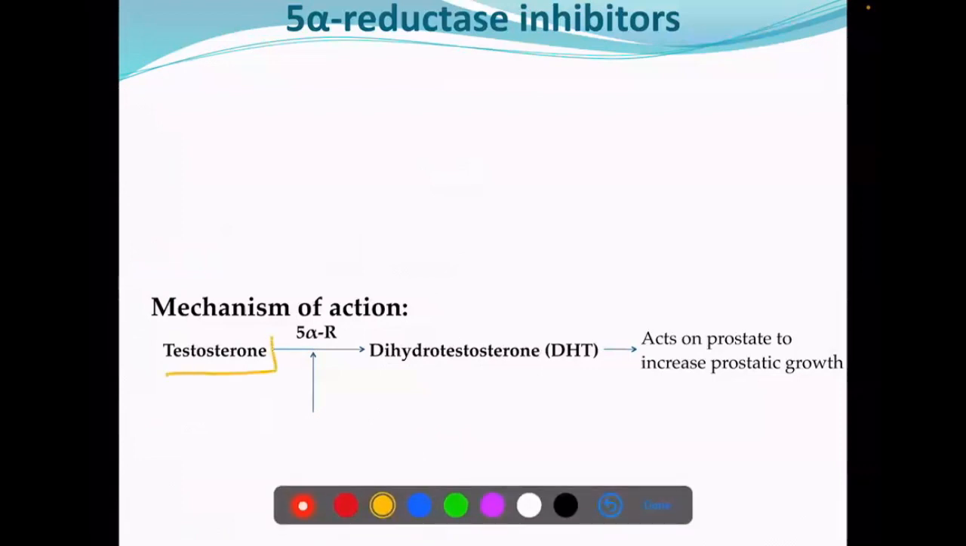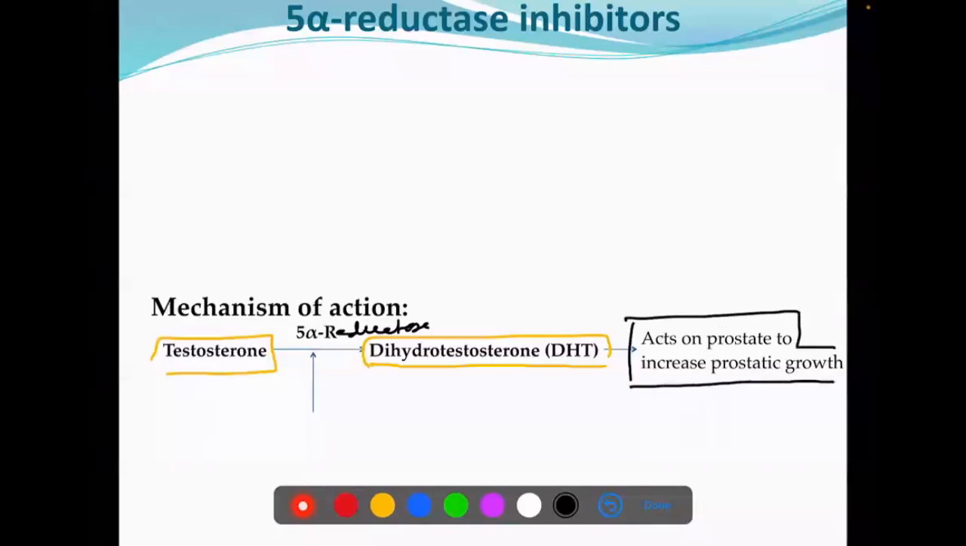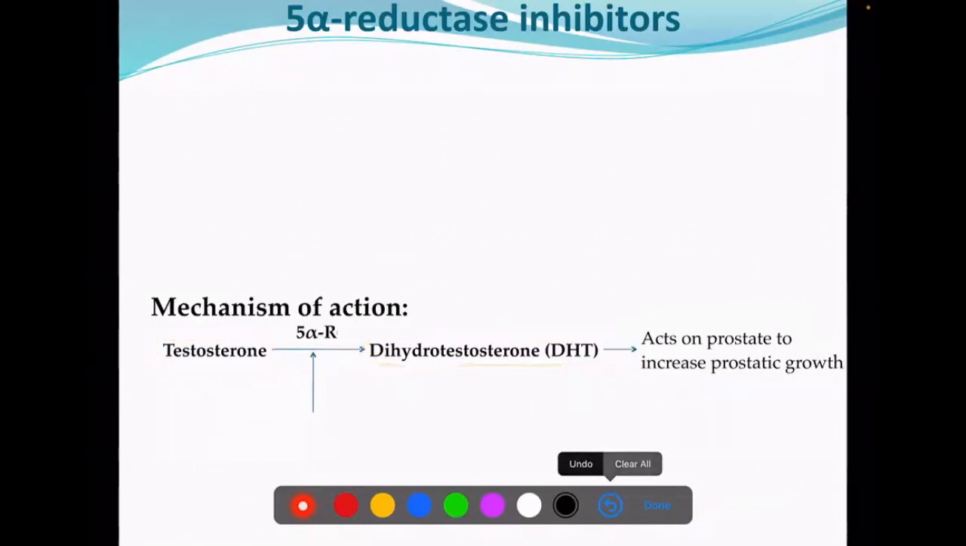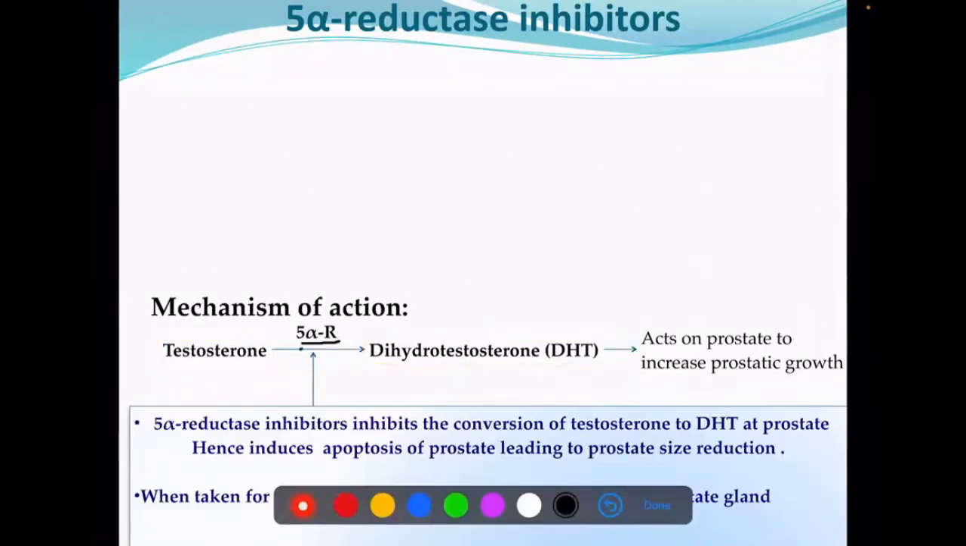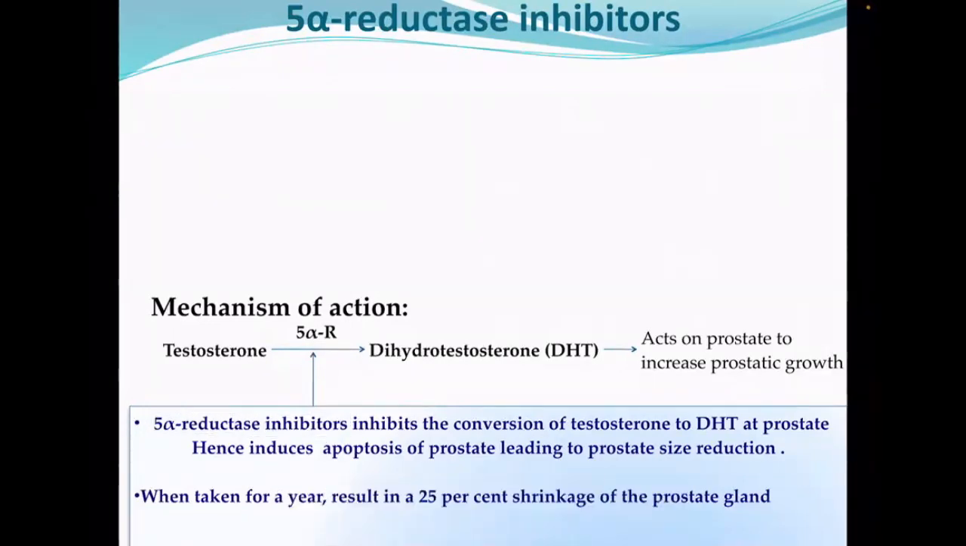Testosterone is converted to dihydrotestosterone by an enzyme known as 5-alpha reductase. This converted dihydrotestosterone acts on the prostate for prostatic growth. So if we can give a drug that prevents the conversion of testosterone to dihydrotestosterone, there will be less dihydrotestosterone acting on the prostate, such that slowly the prostate size will decrease. That drug is a 5-alpha reductase inhibitor. Examples are finasteride and dutasteride.